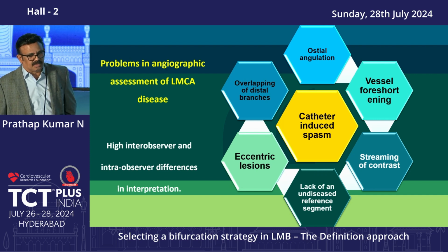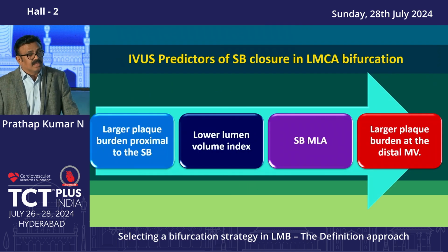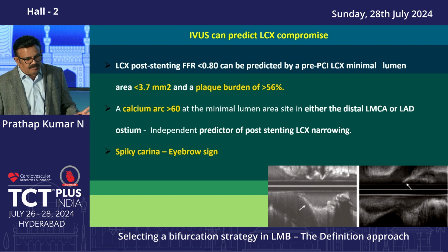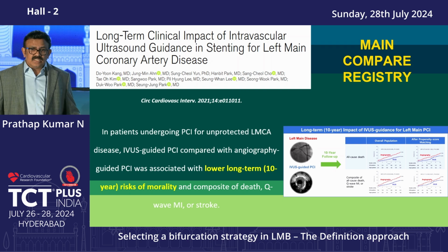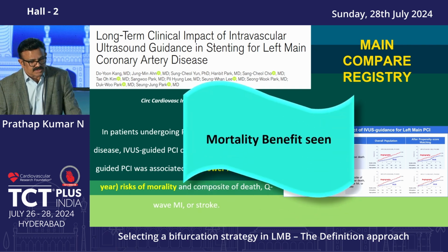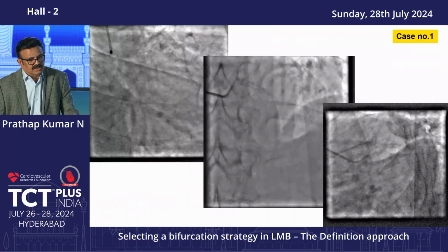Is intracoronary imaging mandatory or not? Definitely there are problems in angiographic assessment, especially for LMCA disease. Distal LMCA is involved in 86% of the cases, with a risk of side branch occlusion, which can be identified by imaging. You can identify the lower lumen wall index and side branch MLA. You can see the calcium arc and spiky carina, all are predictors on IVUS. Again with OCT, you can predict with the carinal tip angle and branch point carinal tip angle. What does imaging give? It definitely produces a mortality benefit. It is seen in the RENOVATE studies showing that imaging is a must, whether it is OCT or IVUS. Both reduce cardiac death, target vessel revascularization and infarction.